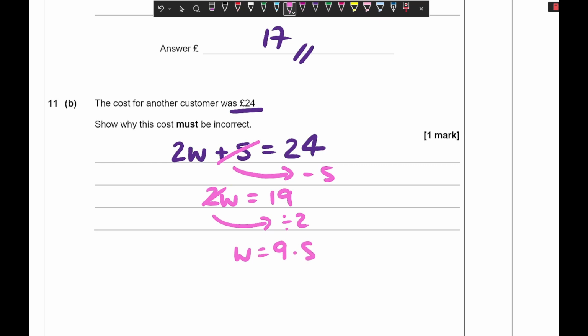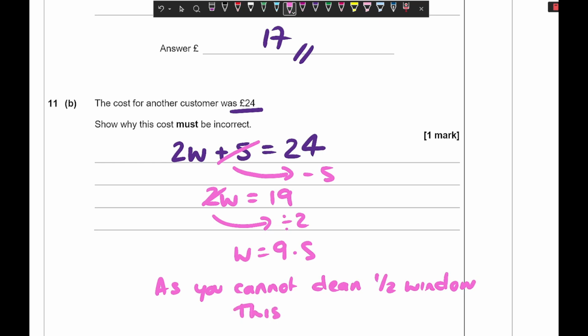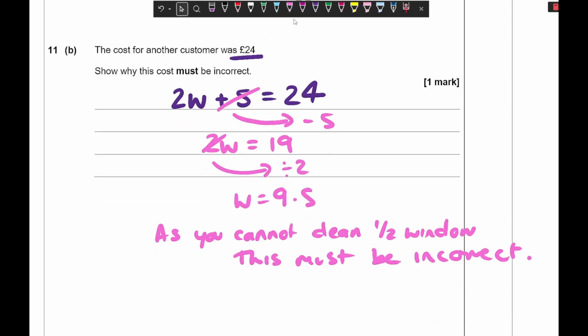Now, the reason why it must be incorrect is because no window cleaner is going to clean only half a window. And so as you cannot clean half a window, although arguments may suggest that you can, this must be incorrect. So something along those lines would be absolutely fine.